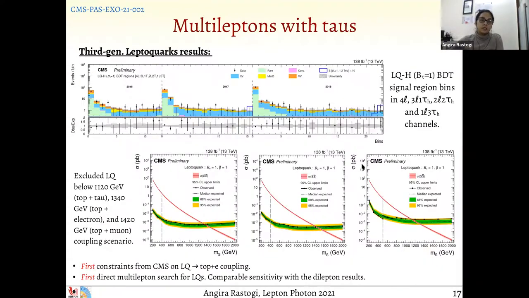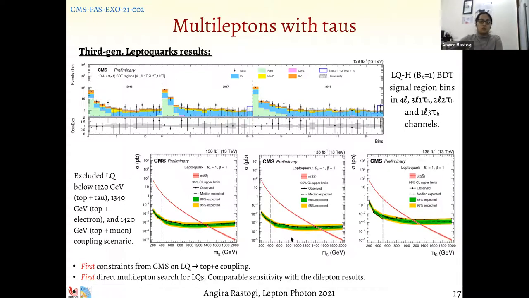Next, we have the third generation leptoquarks. So similarly, we have different BDT spectra for the leptoquark training in quad lepton and trilepton channels and for all the masses. And we combine all such bins to derive limits on the leptoquark model in three different coupling scenarios. So in the top tau coupling scenario, we get exclusion around 1.1 TeV. For the top electron scenario, we get a limit around 1.3 TeV. And for the top muon scenario, we get a limit around 1.4 TeV.